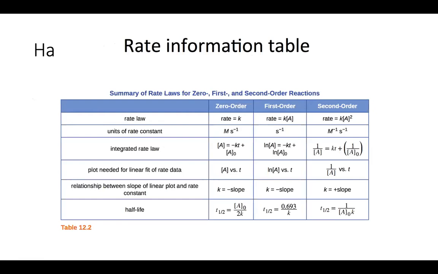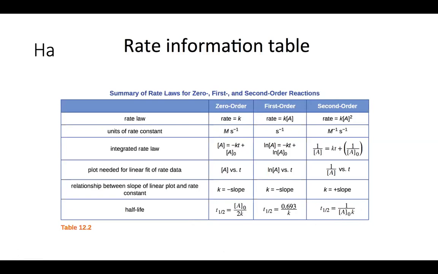So this is a chart that you would recognize from chapter 12. It's pretty much your best friend from chapter 12, right? Remember, we basically went over zero order, first order, and second order reactions in great detail back in chapter 12. This is helpful because it shows the integrated rate law for each, zero, first, and second order. It also gives us our half-life equations for all three of these types of reactions.